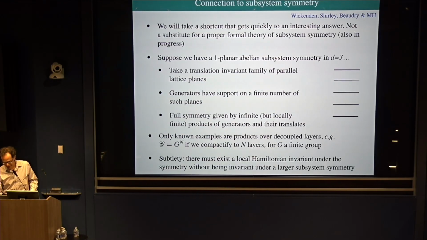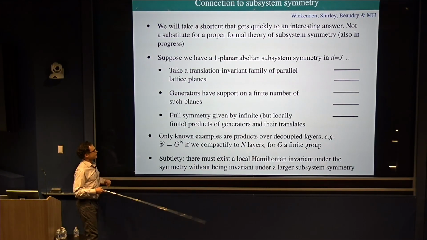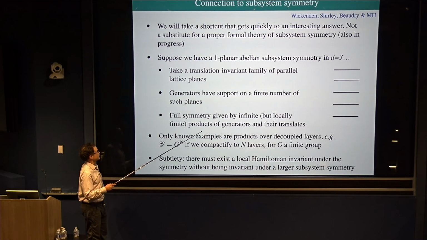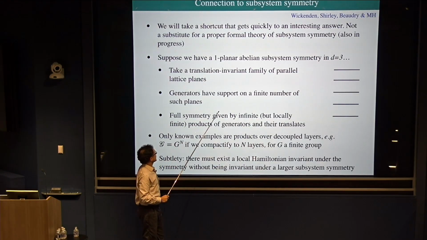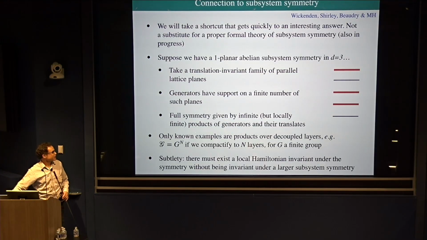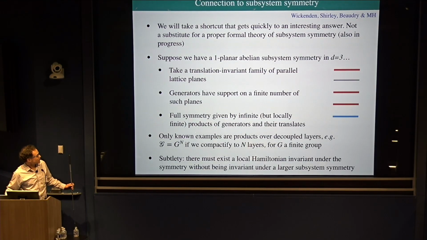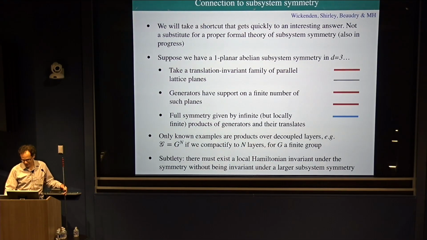All right. So the last thing that I'm going to have time to tell you about before we have to stop is, as promised, I have to make a connection to subsystem symmetry. Okay. So the kind of symmetries that we want to consider are the simplest subsystem symmetries. So we just take a translation invariant family of parallel lattice planes, and our symmetry generators just have support on a finite number of planes. So one could look like this, another one could look like that, and the full symmetry is just given by taking products of these generators, maybe infinite products, and the translates of these generators.